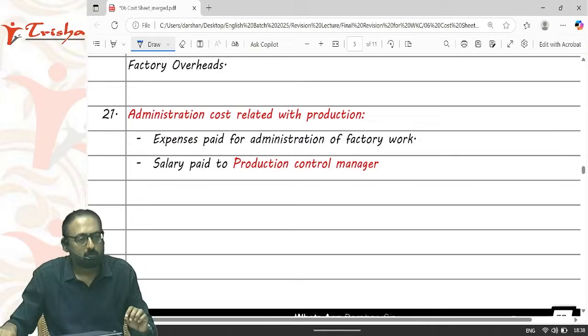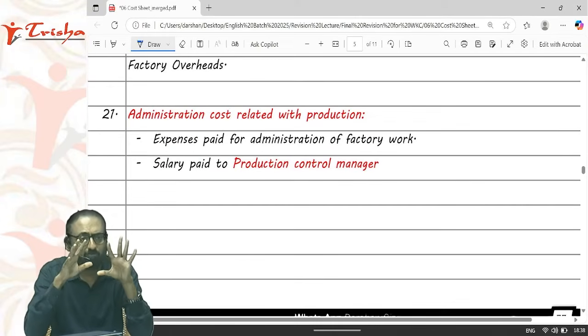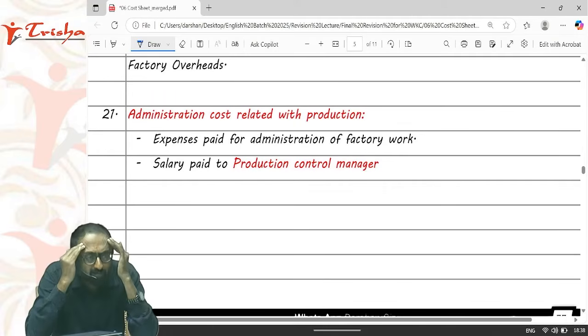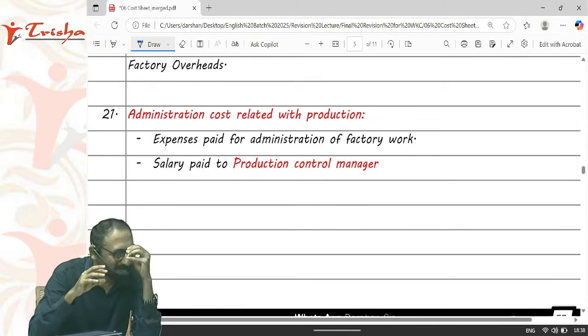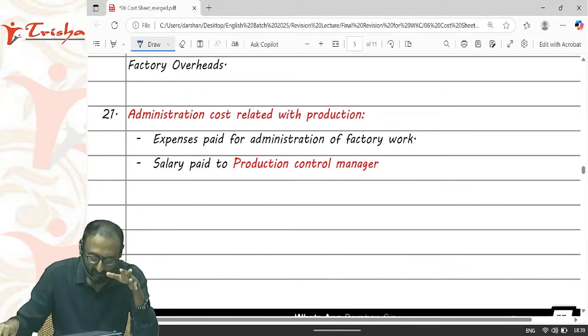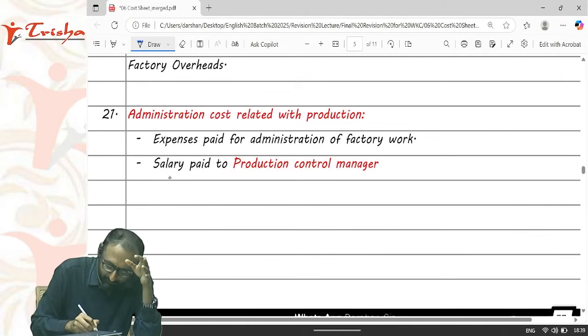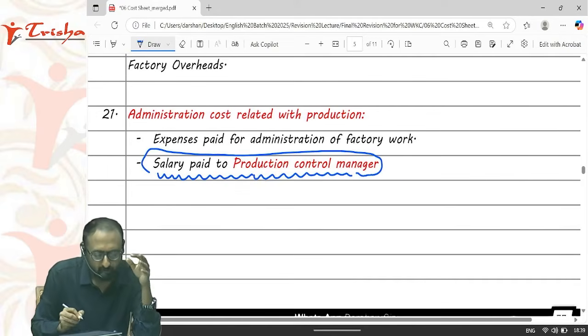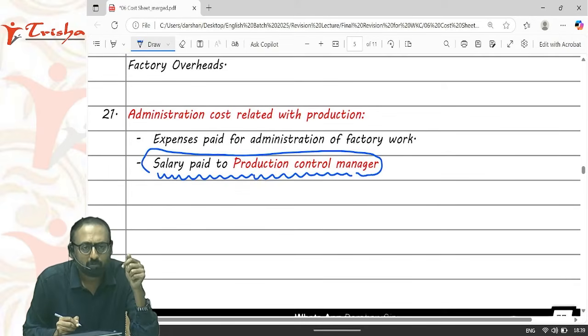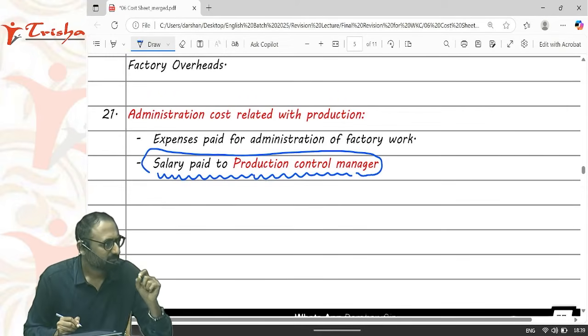Sir, fix one expense in your mind. In the 2024 attempt, and in the 2025 January or May attempt, this adjustment was asked. Most important adjustment: salary paid to production control manager. Salary paid to whom? This is the functional manager.